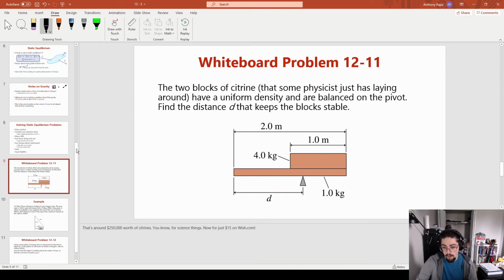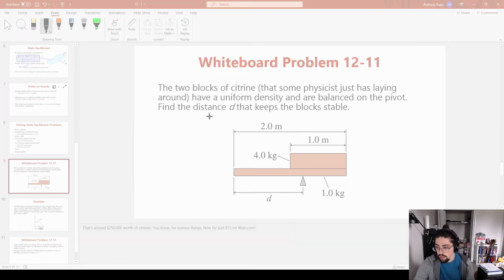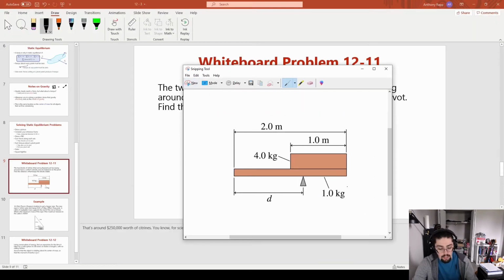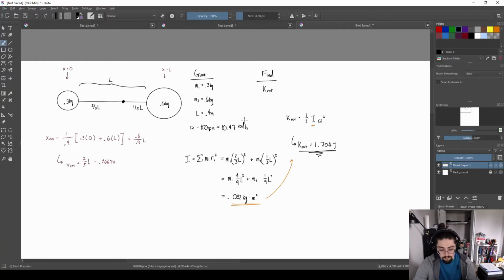So that is one way to do that, but I do want to walk through the torque method because we're going to be using the torque method more often. Let's start by, of course, stealing this picture so we can draw all over it and figure out some things that we can do with this.